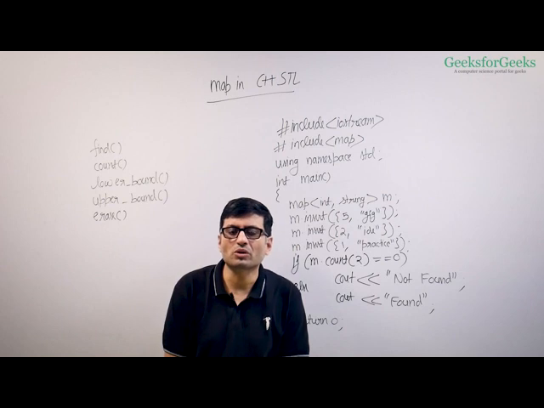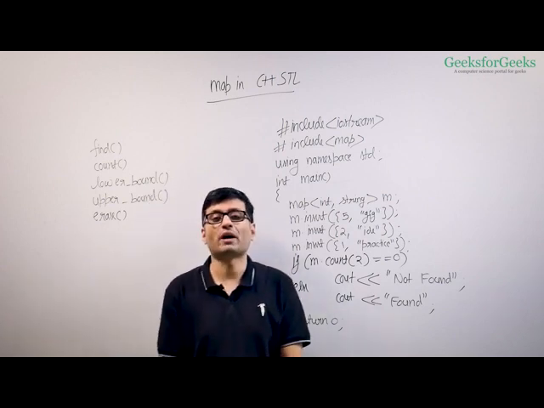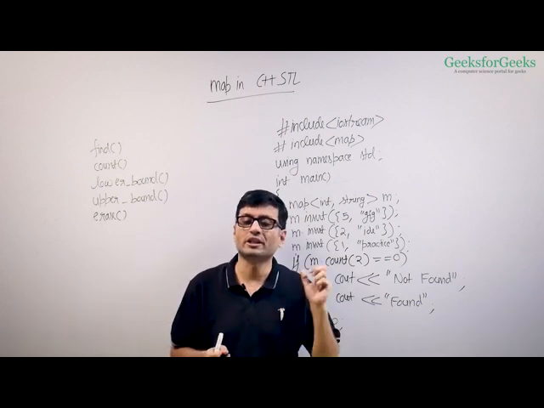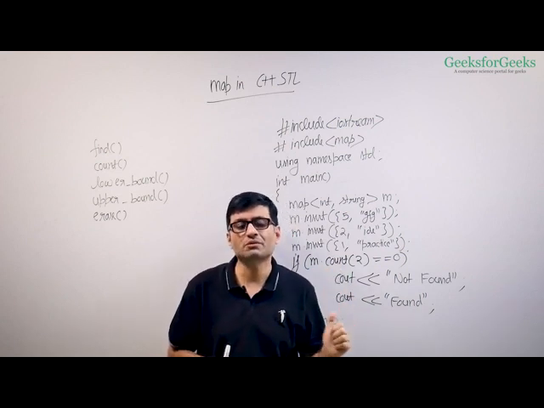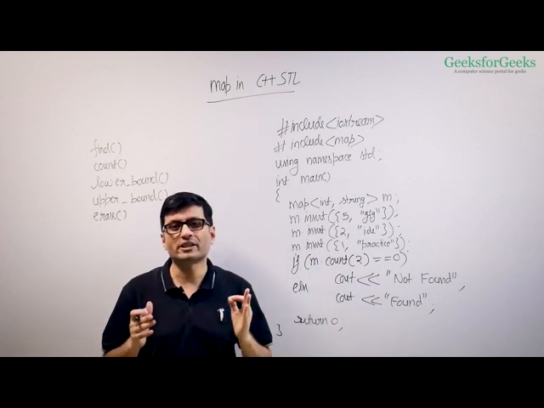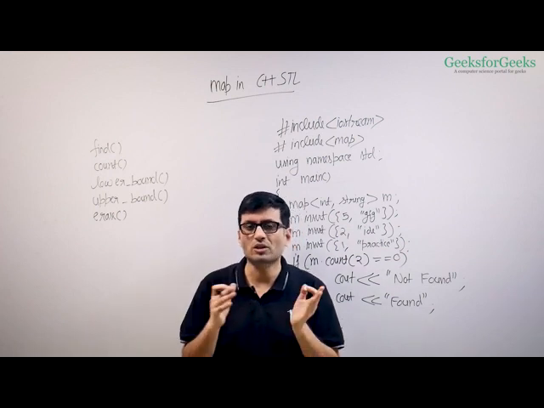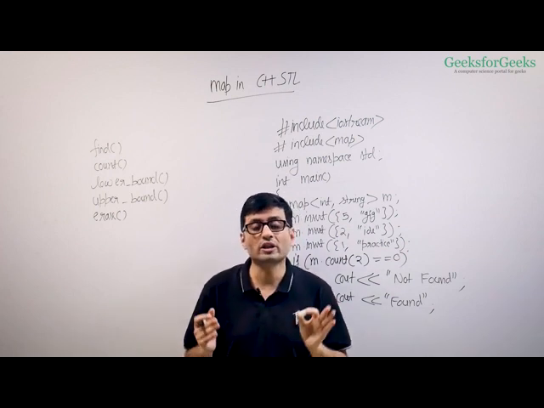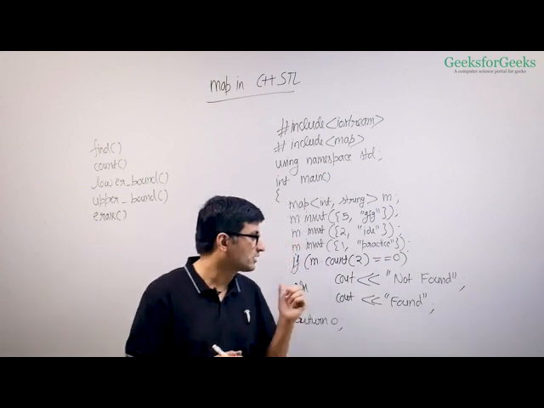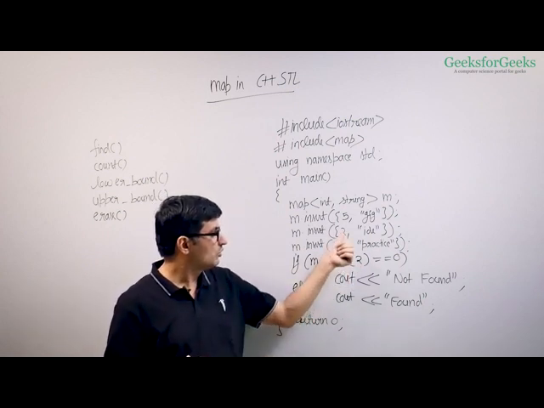Let us now talk about count function. So count function is also used to find if an element is present or not. In find function, we get the address. In count function, we either get 1 or we get 0. Please note that map and set, they do not allow multiple keys. So count will return either 1 or 0. Although the return type of count function is size_t type, it returns either 1 or 0.